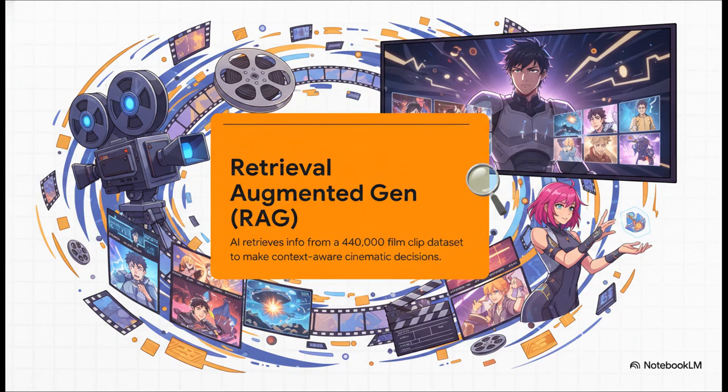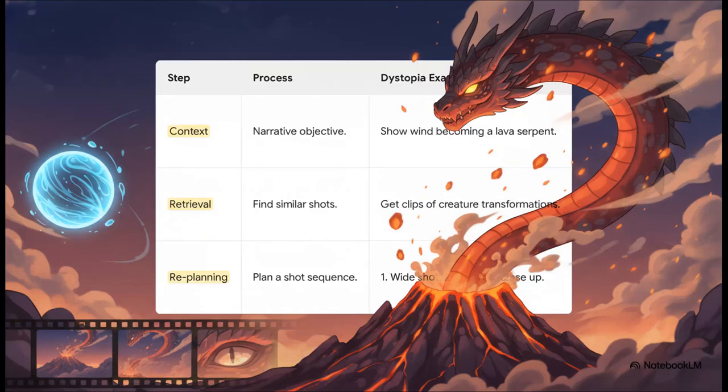Instead of having the AI just guess what a dramatic reveal shot should look like, it searches a massive library of 440,000 real movie clips to learn from the best filmmakers in history. It's basically like sending the AI to film school, but it gets its degree in a nanosecond. Let's use an actual example from our Dystopia script to see how this works.